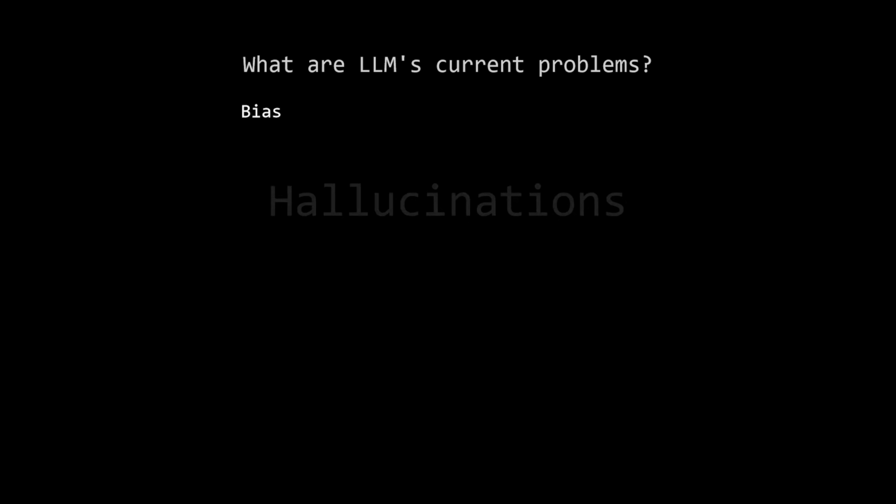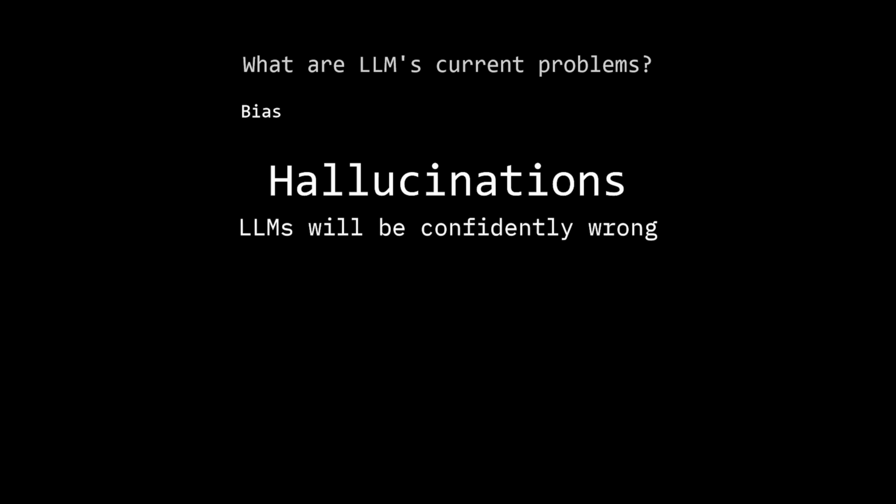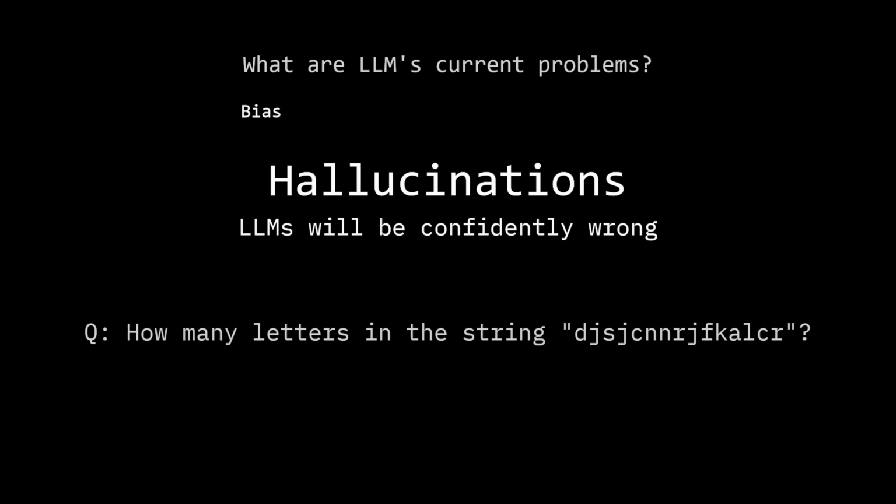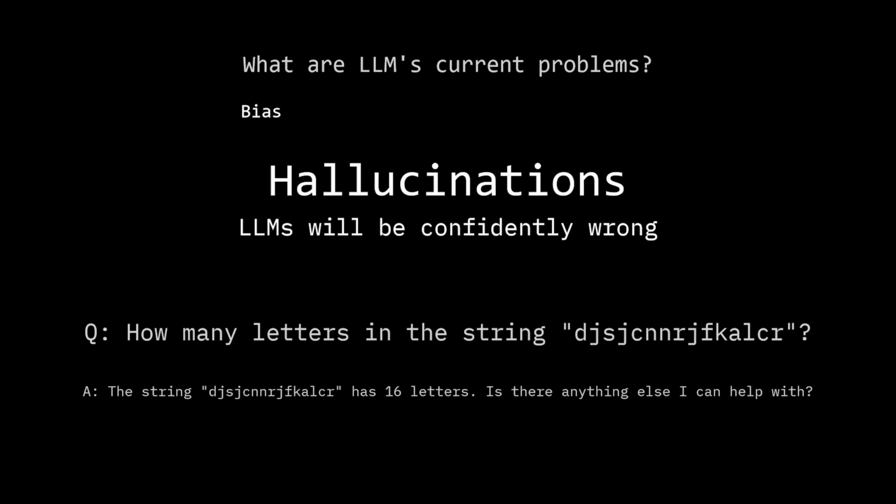Also, another big challenge for large language models is hallucinations, which means that they sometimes just make things up or get things patently wrong. And they will be so confident in being wrong too. They will state things with the utmost confidence, but will be completely wrong. Look at this example. How many letters are in the string? And then we give it a random string of characters. And then the answer is the string has 16 letters, even though it only has 15 letters.